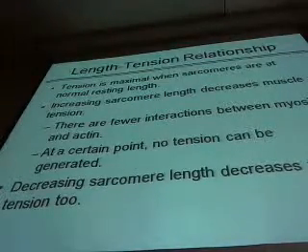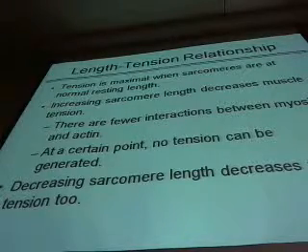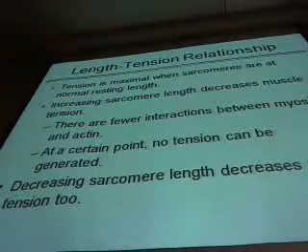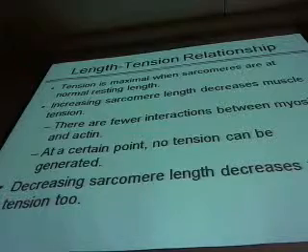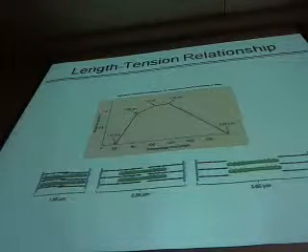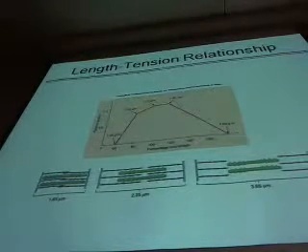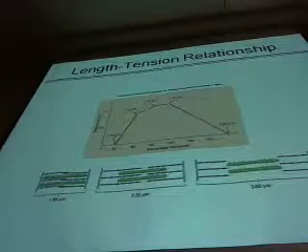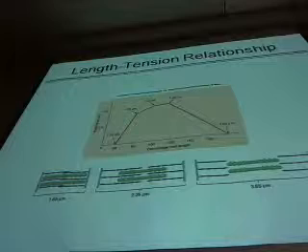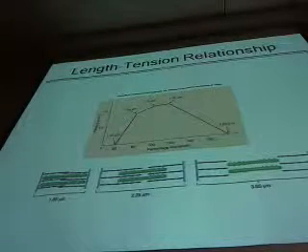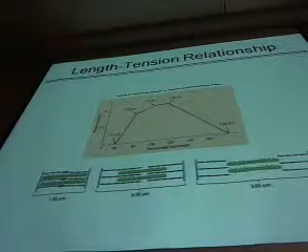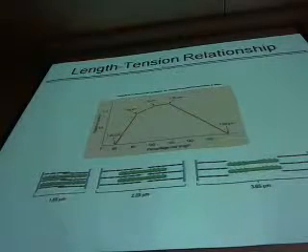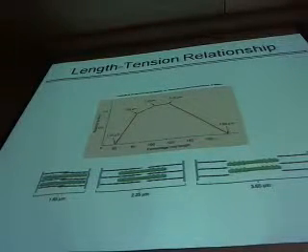Decreasing the sarcomere length, again, decreases the muscle tension, and you lose strength at that point. So there it is. You're looking at somewhere around 2.25 microns to have the best strength in a muscle. You stretch it out, you lose strength. If you let it contract too much, you lose strength.